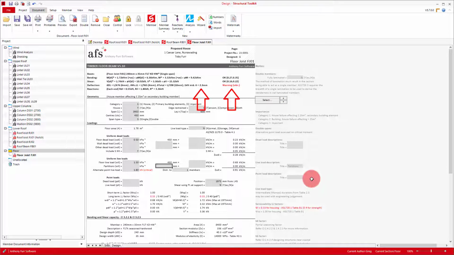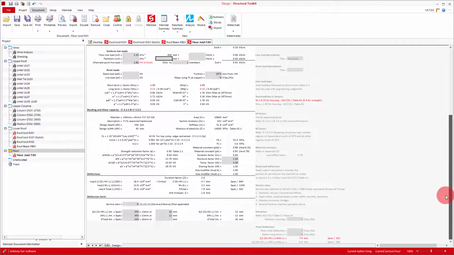So what we'll do is bump it up a size to a 45 thick member, which brings it under 2 millimeters to 1.8. Now that we've dealt with this, we can use the option to the bottom right of the module to turn it off. Otherwise, someone checking it later on may question it.